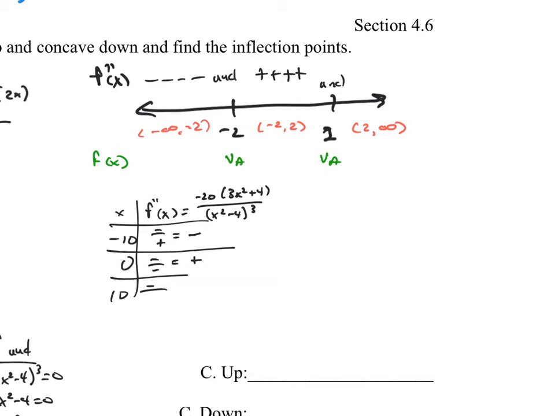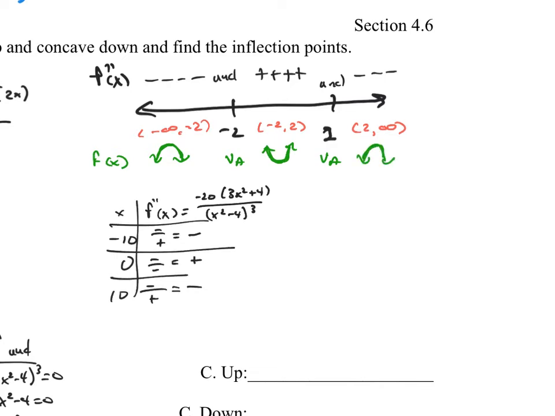Last interval, we know the top is negative. 10 squared minus 4 is positive. Cubed is positive. A negative over a positive is negative. So that entire interval needs to be negative. So for my function f of x, anytime my second derivative is negative, that function must be concave down. In the middle one, it's positive, so it must be concave up during that interval. And in the last one, it's negative, so it must be concave down in that interval.